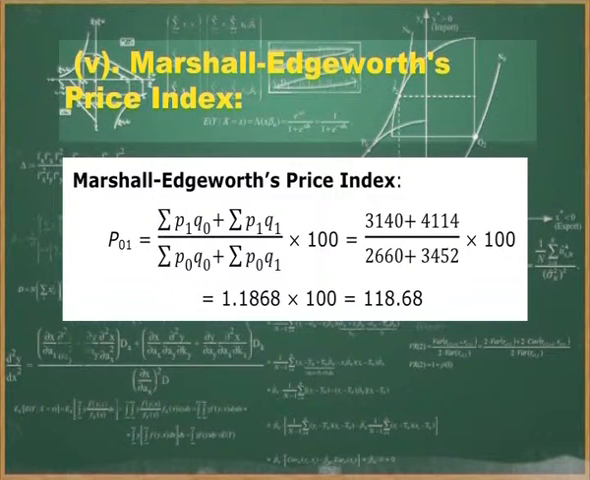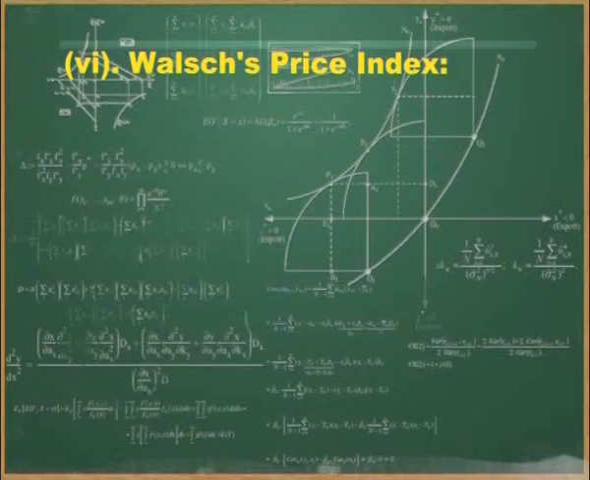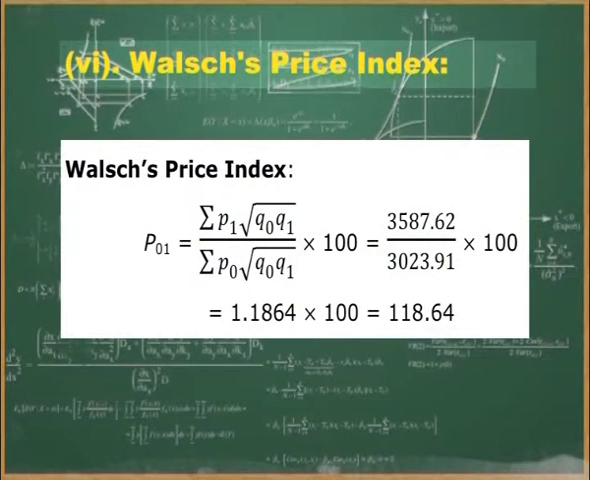Now let's calculate the next one, that is Marshall-Edgeworth's price index. Again using the formula, P01 is equal to 3140 plus 4114 divided by 2660 plus 3452 multiplied by 100, which is equal to 1.1868 into 100. So this is equal to 118.68.